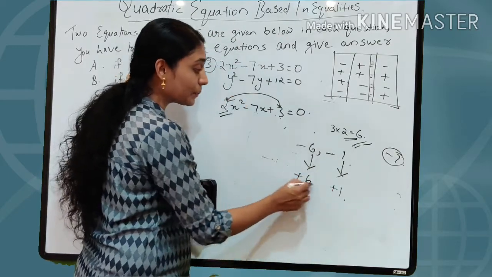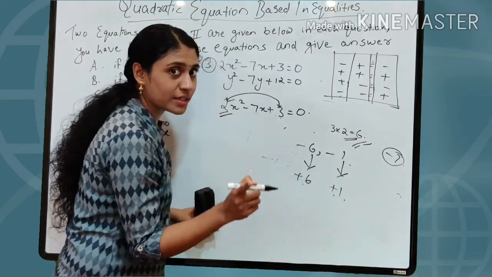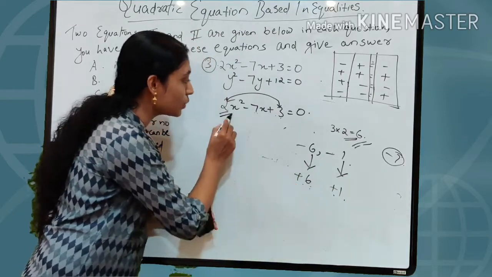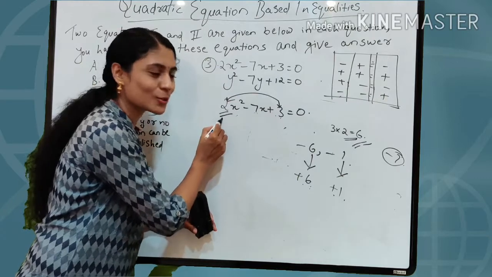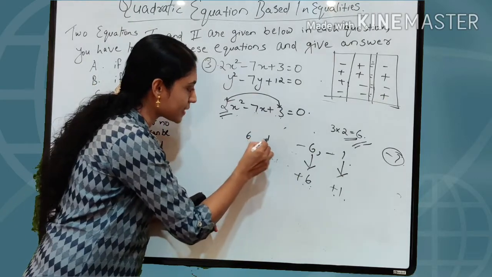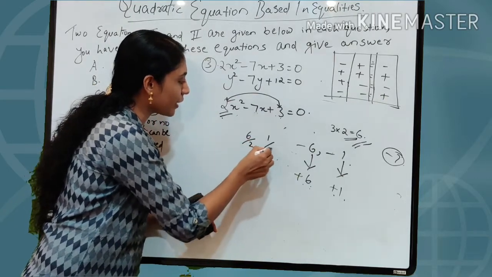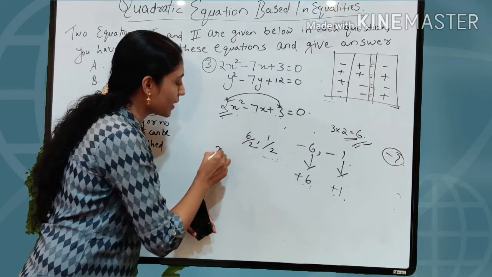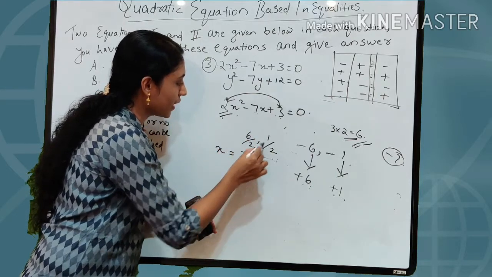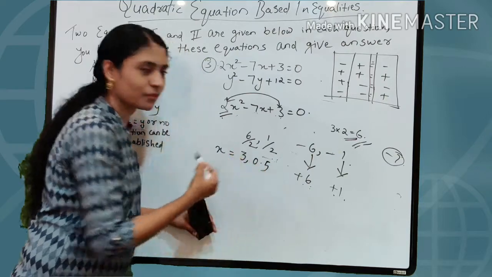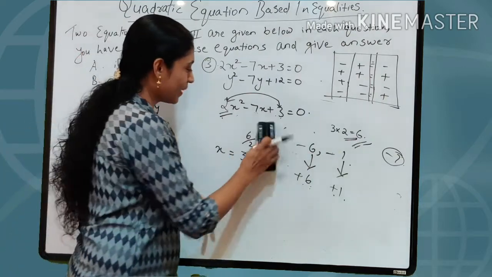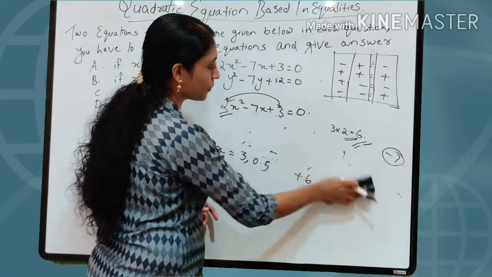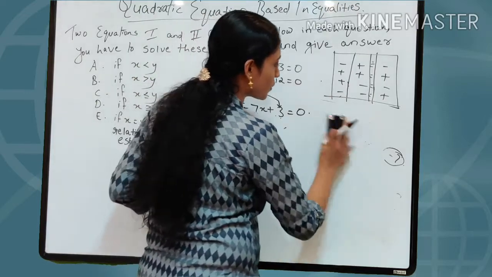So the required numbers are 6 and 1, but friends, we have to divide these numbers with the x square term, and the x square term is 2. So we got the numbers 6 and 1, divided by 2. So which are the answers for x? x is equal to 6 by 2, which is 3, and 1 by 2, which is 0.5. Simple. Now we can solve for y, right? We got the x value. It is so simple.